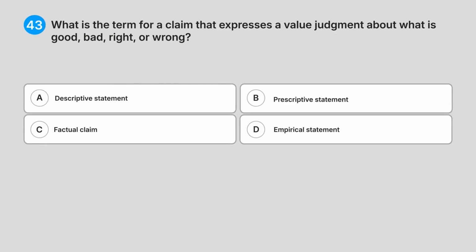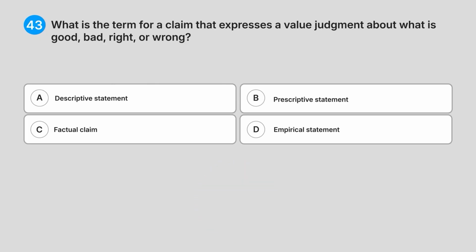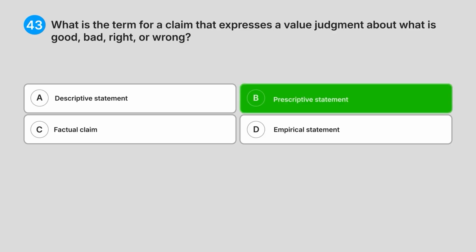What is the term for a claim that expresses a value judgment about what is good, bad, right or wrong? A. Descriptive statement, B. Prescriptive statement, C. Factual claim, D. Empirical statement. What do you think is the answer? Correct answer, B. Prescriptive statement.